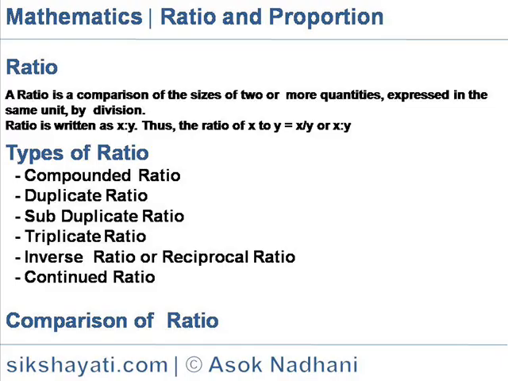Compare the ratios: 7 is to 5 and 5 is to 3; 3 is to 8 and 6 is to 16; 2 is to 3 and 3 is to 5.